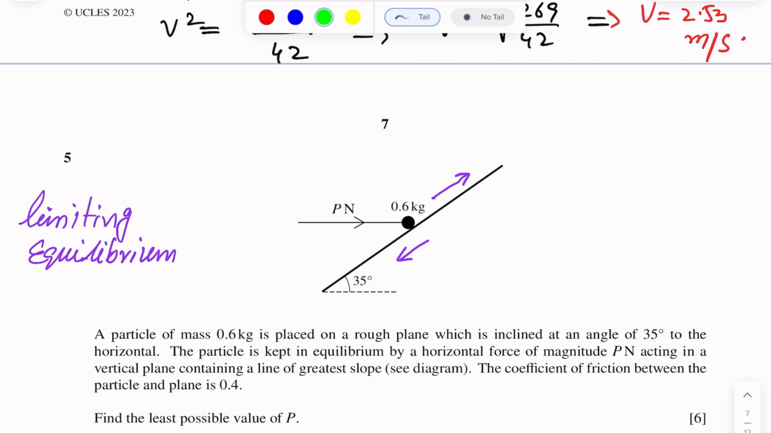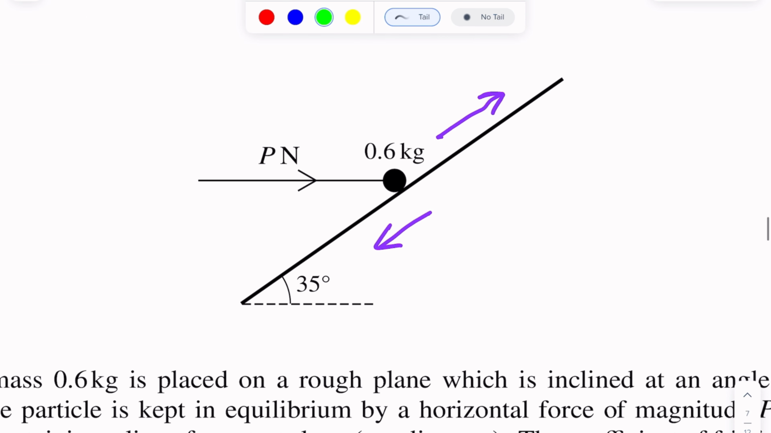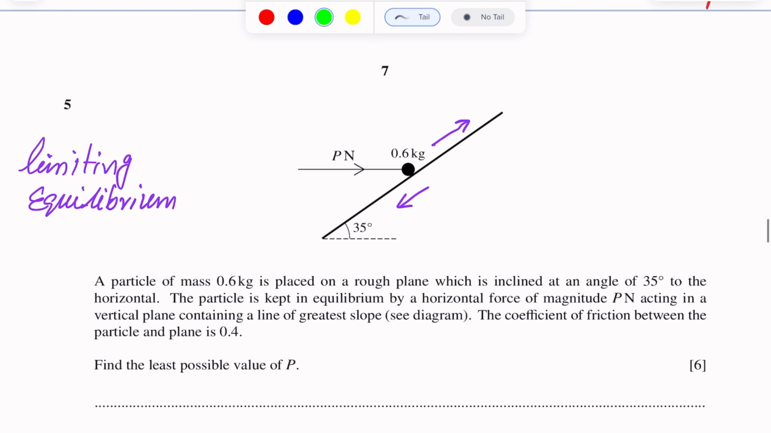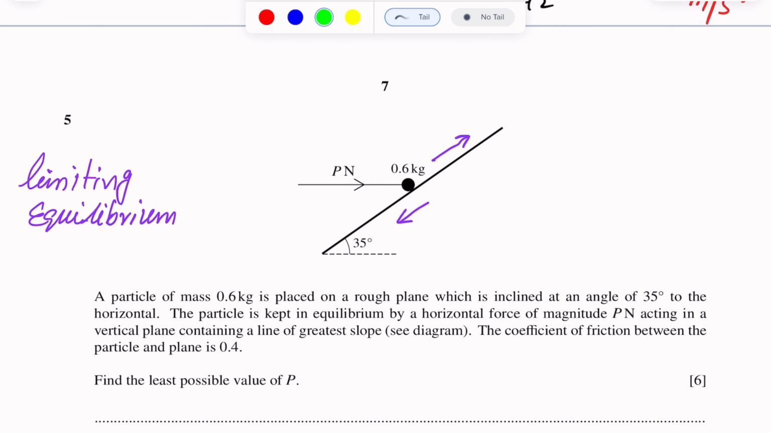So it is very clear that if the particle is at the point of slipping down, this force P will be the least. So we have to find the least possible value of P. So we will consider the tendency to movement of this particle downward, not upward. This is called the limiting equilibrium. The tendency to movement can be upward or downward.